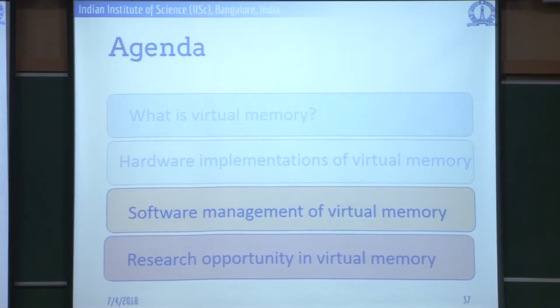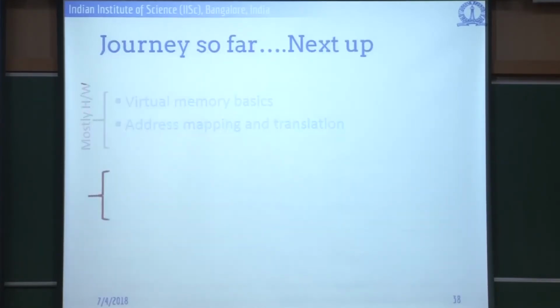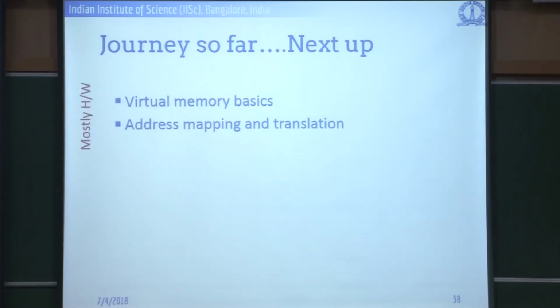So at a high level, what are the operating system's responsibilities? This is essentially managing the mapping between the virtual address and physical address. We saw it very early, right? What the role division is. So what we have done so far is the virtual memory basics and how the hardware does the address translation, the hardware side of it.